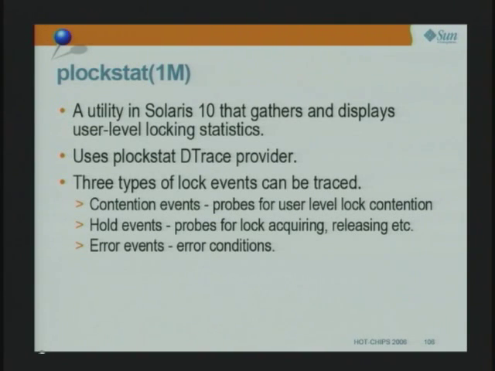So here's a tool that's provided in Sun Solaris called plockstat. It will help you to detect user-level lock operations. It's based on the very powerful DTrace, the DTrace plockstat provider. So it can give you 3 types of lock events: lock contention events, lock holding events, or error events. So DTrace will instrument the code and provide information on these 3 events.